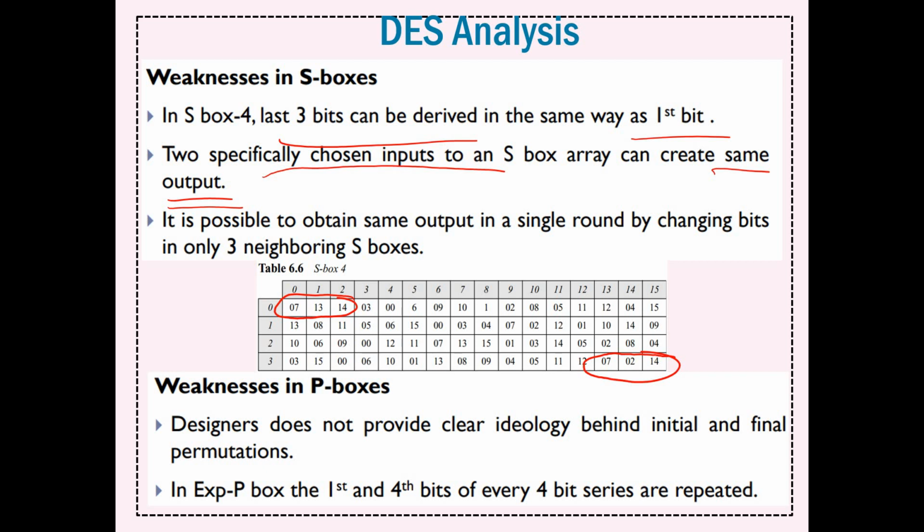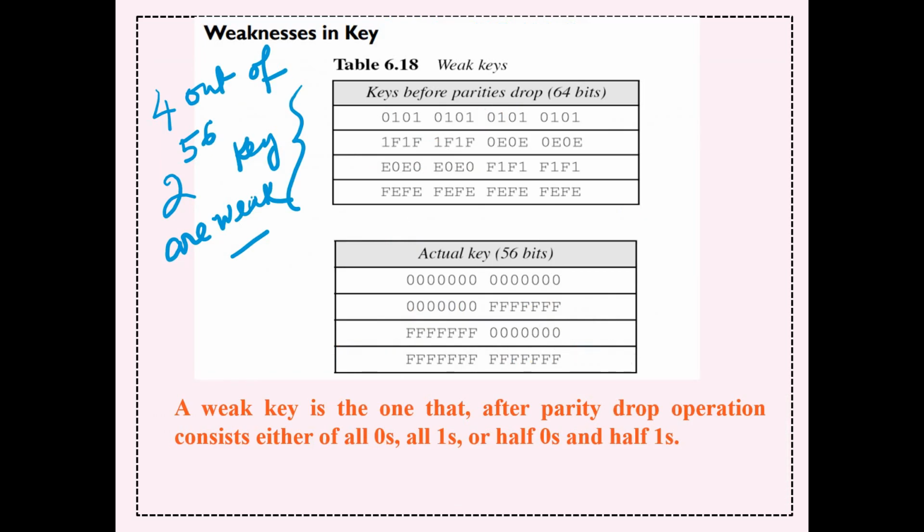But as I said, the key attribute is the key. Problem with the key: you can observe in this example that in the given table, the first 4, where I have mentioned the 4 out of 2 to the power 56 keys, are called weak keys. If you remember, 56 is the total number of bits, so 2 to the power 56 is the total number of key patterns possible. Out of those patterns, these 4 keys that you are looking at are called weak keys.